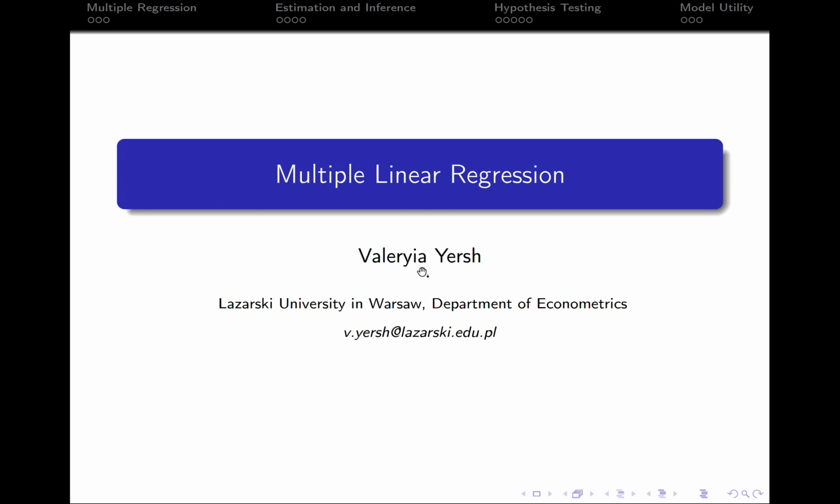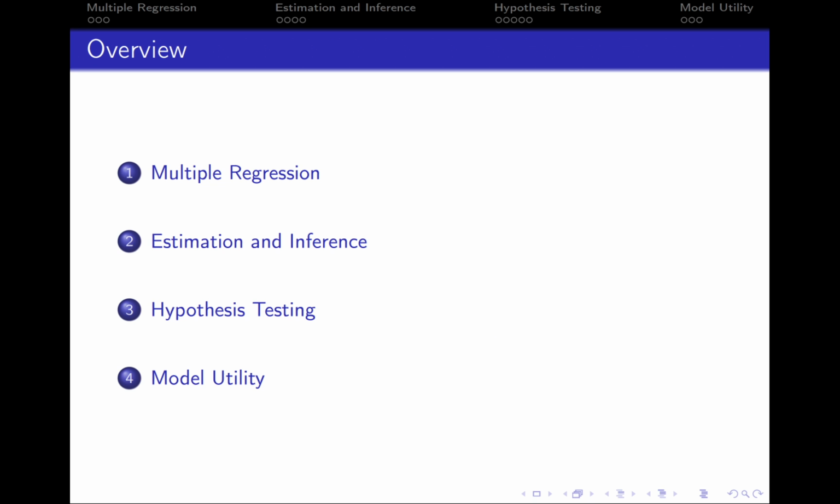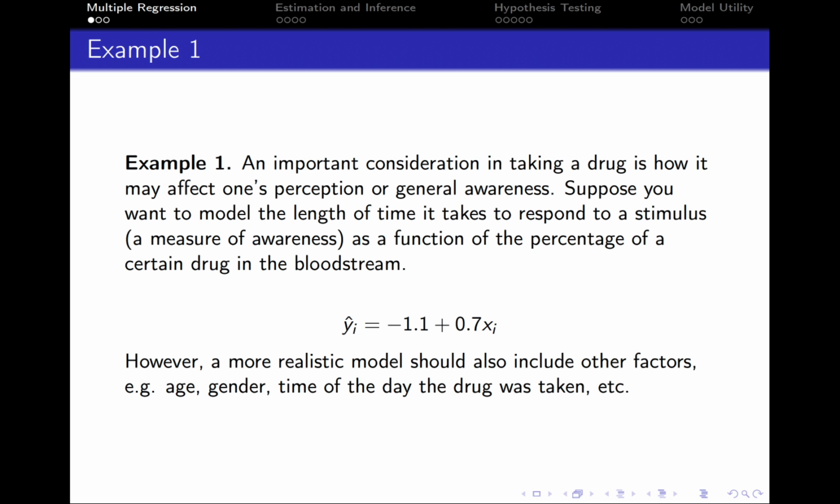And the last lecture of this course is devoted to the multiple linear regression, which is a more interesting case of a simple linear regression. First, I will discuss what a multiple regression is. After this, I will show you how estimation and inference can be done in case of multiple regression model. In the third section, I will show you how to do hypothesis testing, and I will conclude the lecture by showing how the model can be checked for its utility.